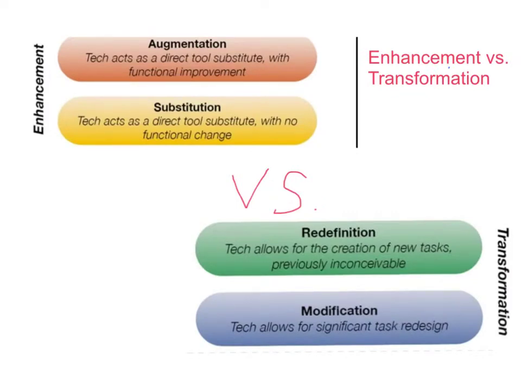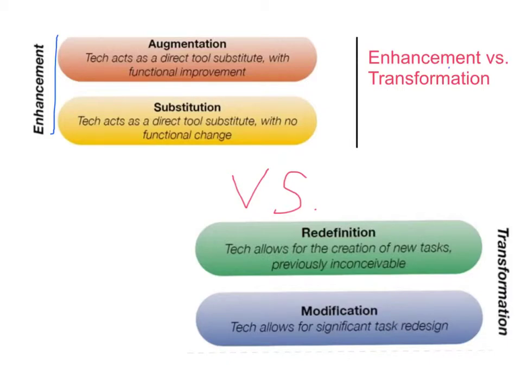Substitution and augmentation are in the enhancement stage of SAMR. Substitution is when technology acts just like the old tool. Augmentation is when technology acts like the old tool with some improvements. The lessons are enhanced using technology in the enhancement stage and may even be more efficient, but it does not transform the lesson or the learning.